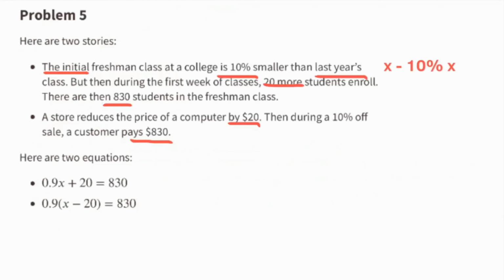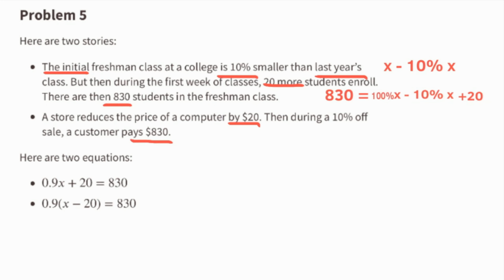The first story says that the freshman class is 10% smaller than last year's class, so we can write that as x minus 10% times x. The x represents the freshman class, and x minus 10% of x means this year's freshman class is 10% smaller than last year's freshman class. There are then 830 students in the freshman class. We can write this as 830 equals x minus 10% of x plus 20. The plus 20 in the equation represents the 20 students that enrolled during the first week of class in the story.